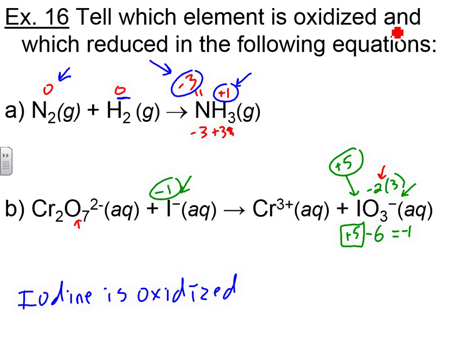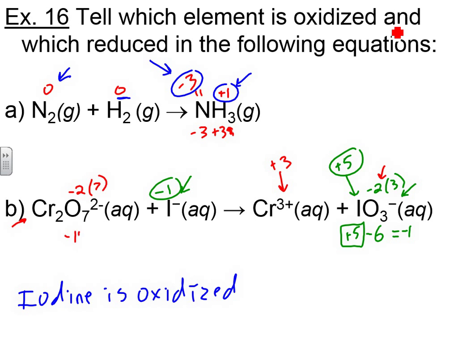And let's show you why chromium is reduced. We'll actually analyze chromium's oxidation number. So on the right side, we can see that chromium has a +3, so that's easy to see. And then let's see what it is on the left side. Now we have to take apart dichromate. We'll use oxygen as a -2. Each oxygen is a -2. There are 7 of them, quite a bit. That gives you -14 on the oxygen side.